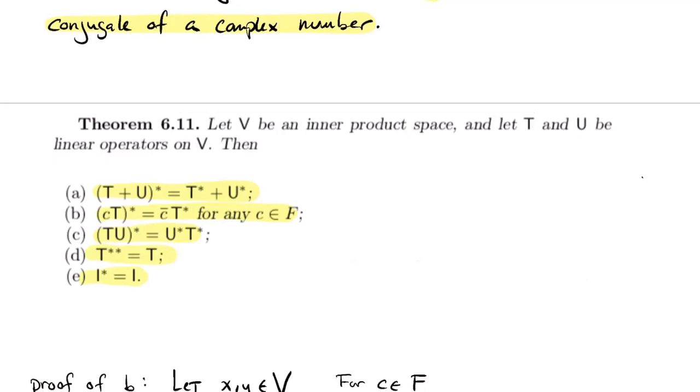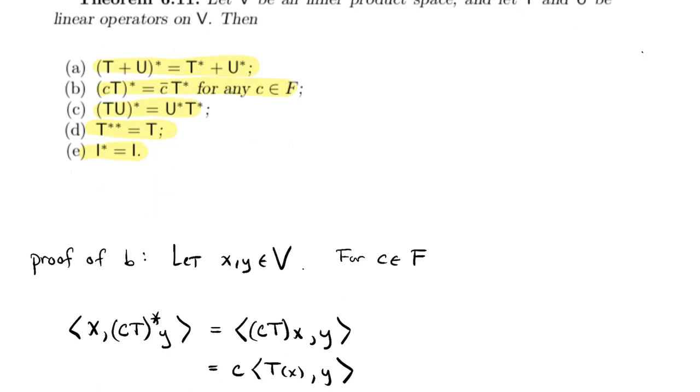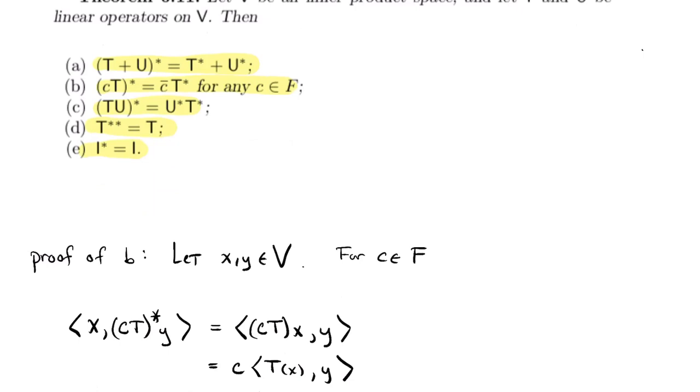So I'm going to prove a couple of these. The book proves a couple of them, and then you can pick up the pieces. In each case, we're going to make heavy use of theorem 6.1e, right? I want to show equality in an inner product space. A common technique to do it is to show that if you take the inner product against an arbitrary vector, you get the same thing. Okay, so I'm going to prove part B.